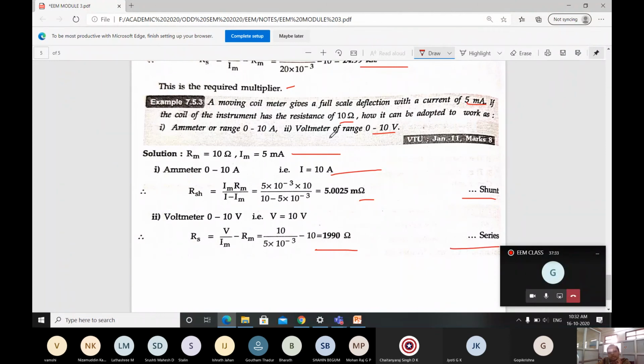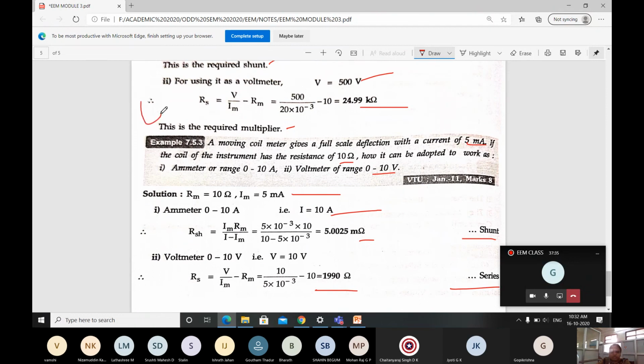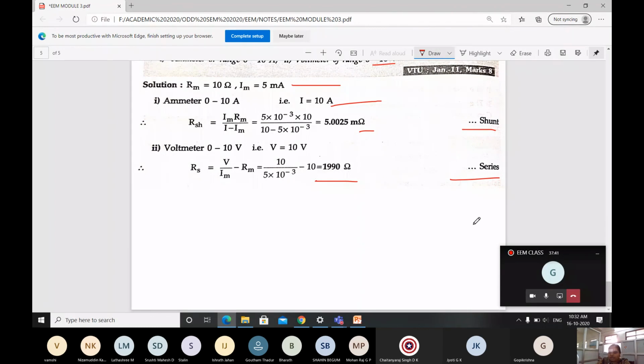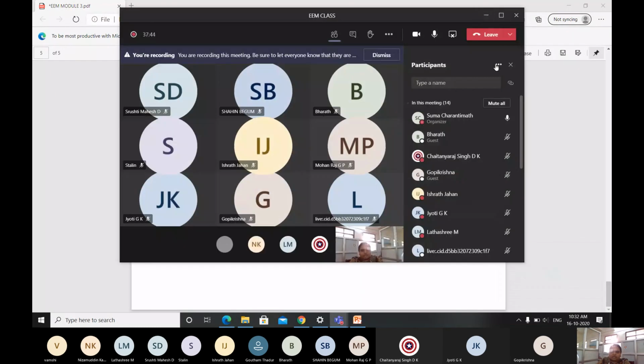Okay, both of these questions are important. Both will be asked for 4 marks. Okay, today's class will stop here. Next class we will go with how an ammeter is going to be extended. Okay, we came to know how shunts and multipliers are used and how we can calculate the resistance for our voltmeter and also for the ammeter range.